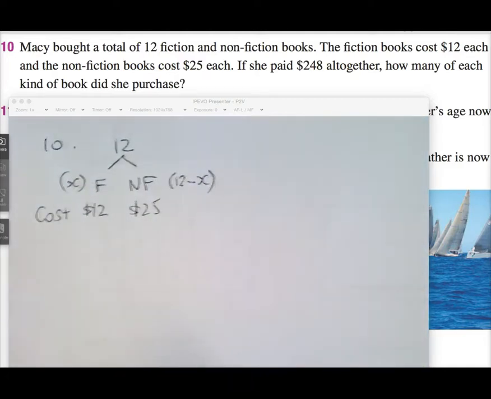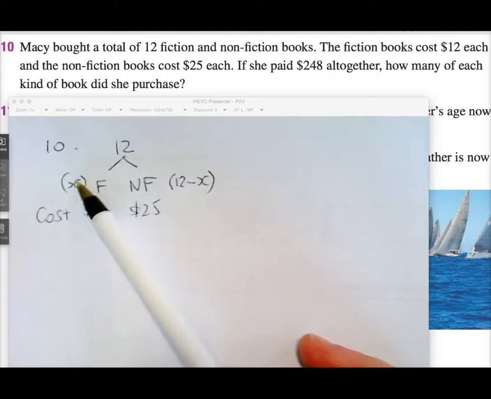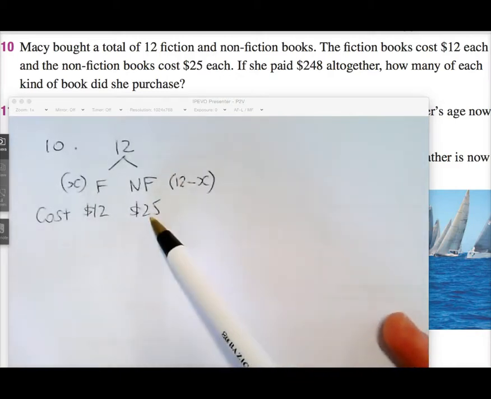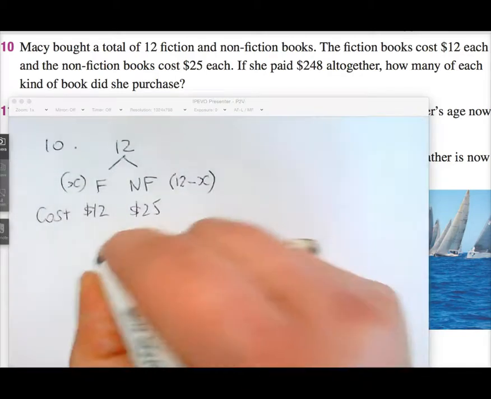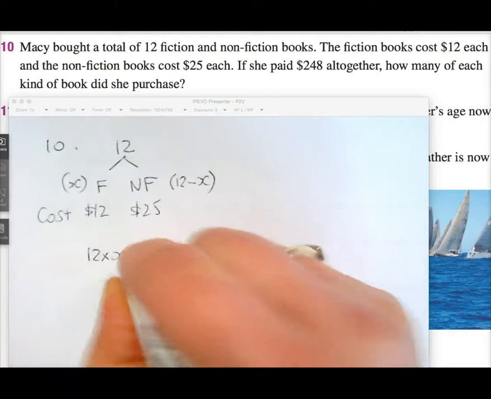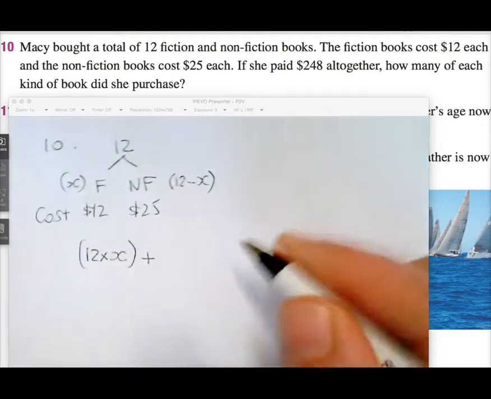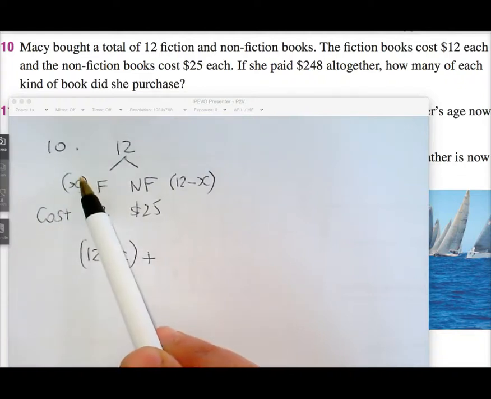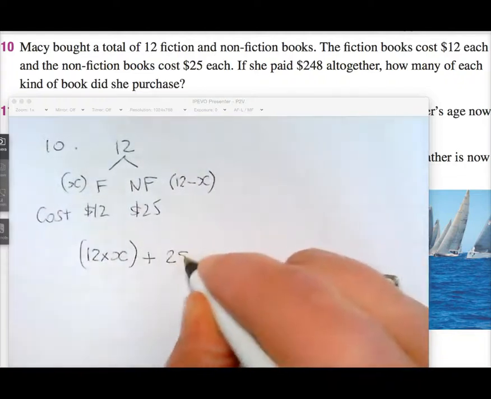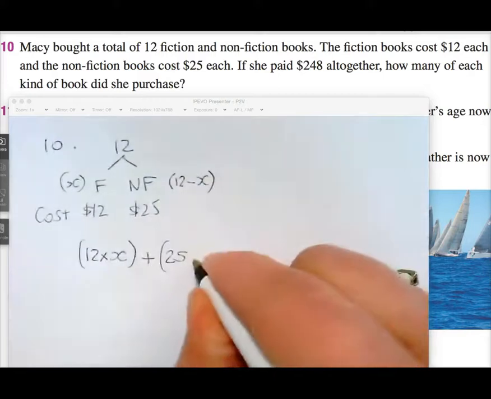So let's pretend they were normal numbers again. If you had 3 fiction books, how much would they cost? 12 times 3. And if you had 9 non-fiction, it would be 25 times 9. So now we don't do the 3 and the 9. We do 12 times X plus, does that make sense? How much are these going to cost? $12 times how many there are, plus $25 times how many of those.